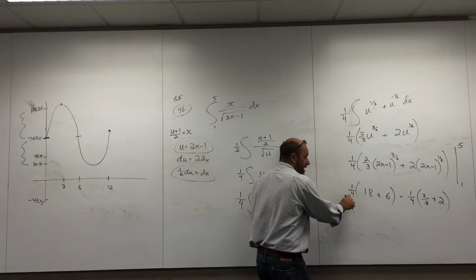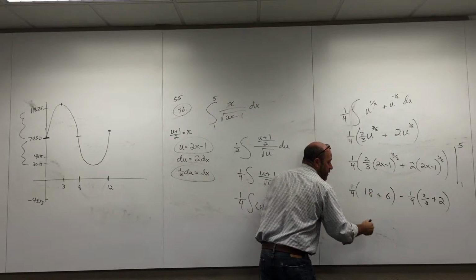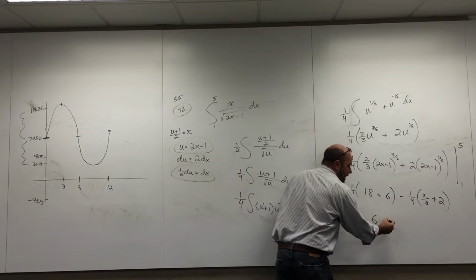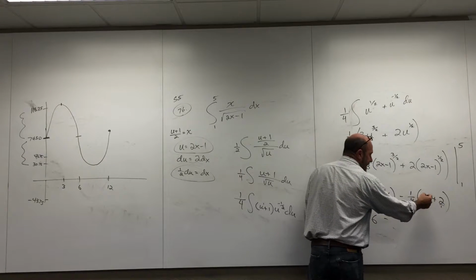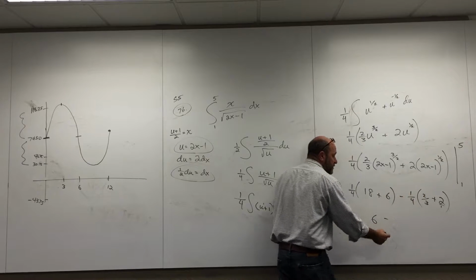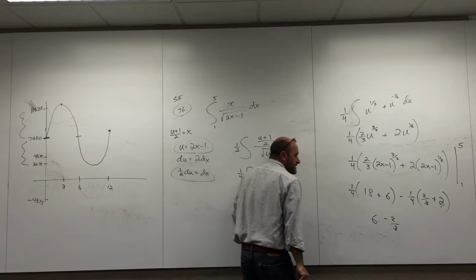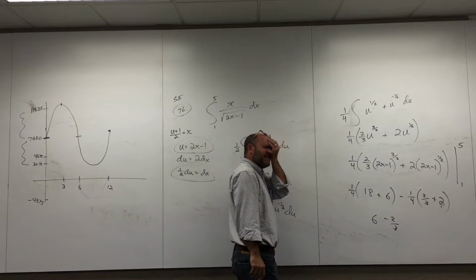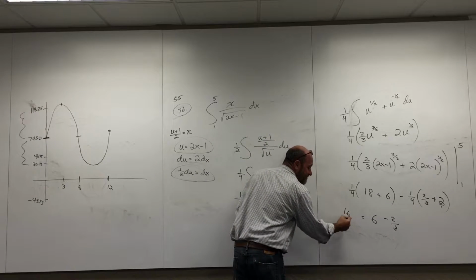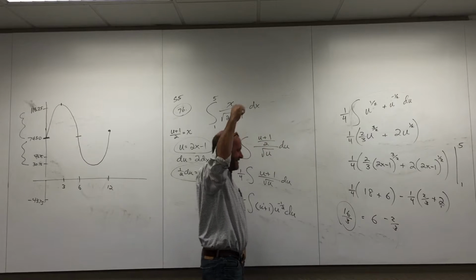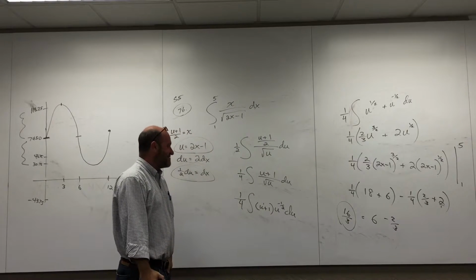That's 24 divided by 4. That's a 6. Get a common denominator. That's 8/3 divided by 4. I think that's 2/3. So that's 6 minus 2/3. Everybody knows that's 16/3. Yeah. Woohoo, baby! We got it.